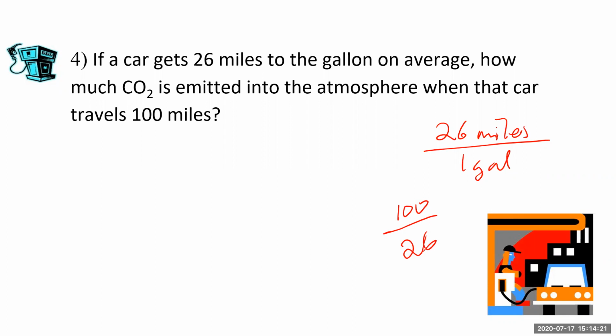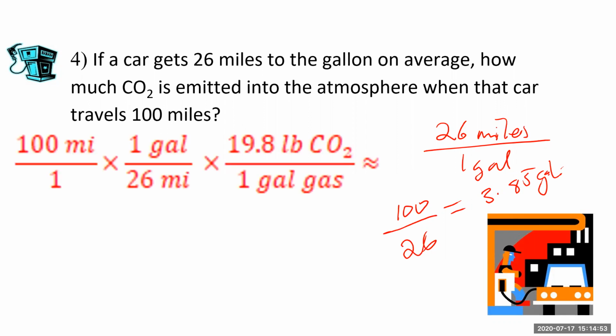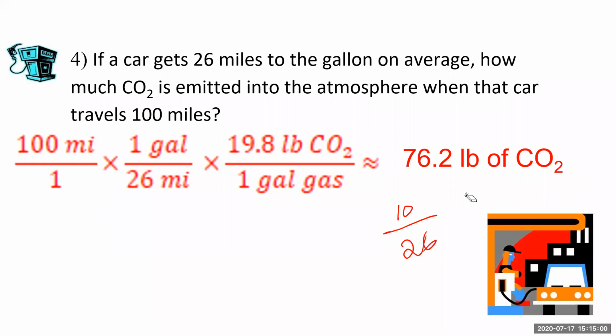Is that okay? And what does that give you? So 100 by 26 will give you the number of gallons you need. So you need 3.85 gallons of gas. Is that okay? But you also have to know that a gallon of gas produces 19.8 pounds of CO2. So you multiply that amount by 19.8, and that gives you the amount of CO2 produced. Okay, sounds good. And this is the factor label method used very nicely to produce the results.